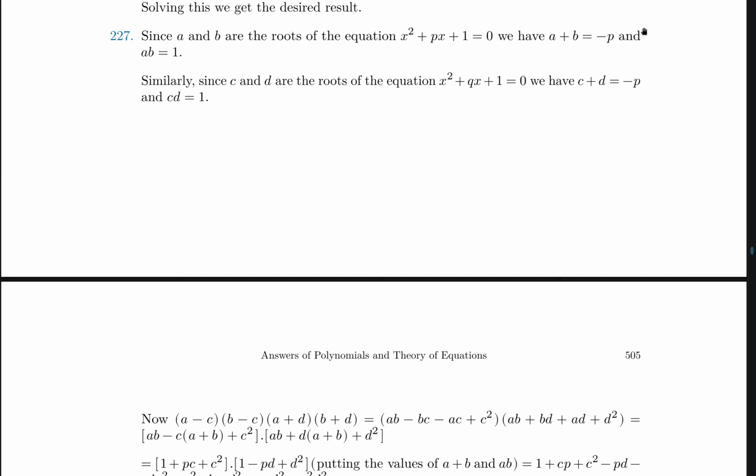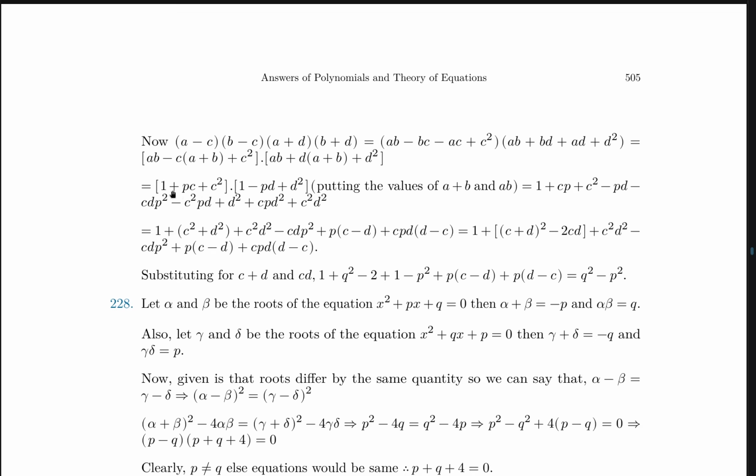So you see a plus b is minus p, we substitute here, it becomes 1 plus pc plus c square into 1 minus pd plus d square. Then we expand again and just solve it, you will get the end result as q square minus p square. So I'll leave the calculation up to you. I don't want to indulge myself into trivial evaluations.